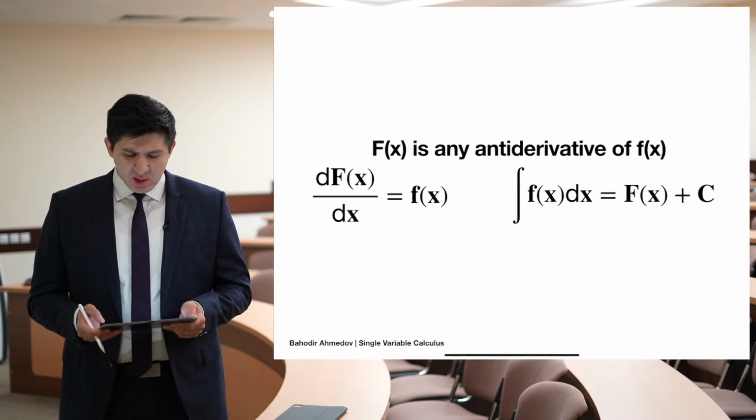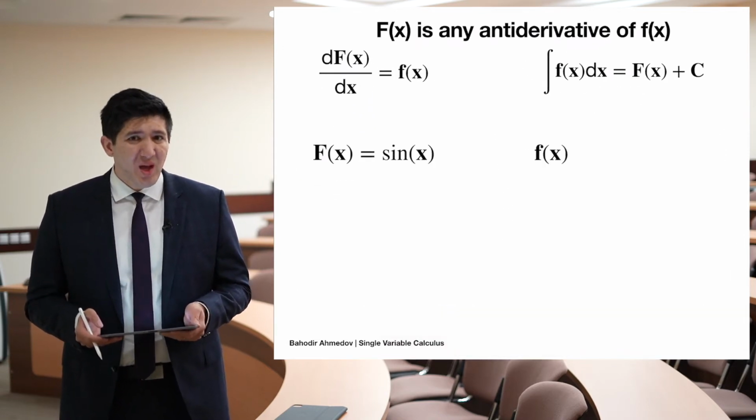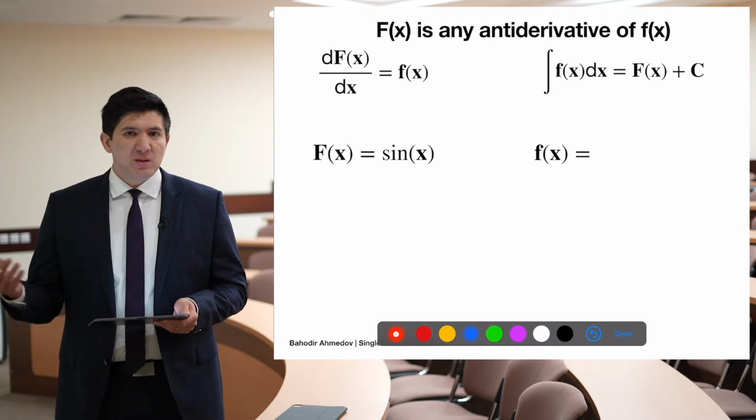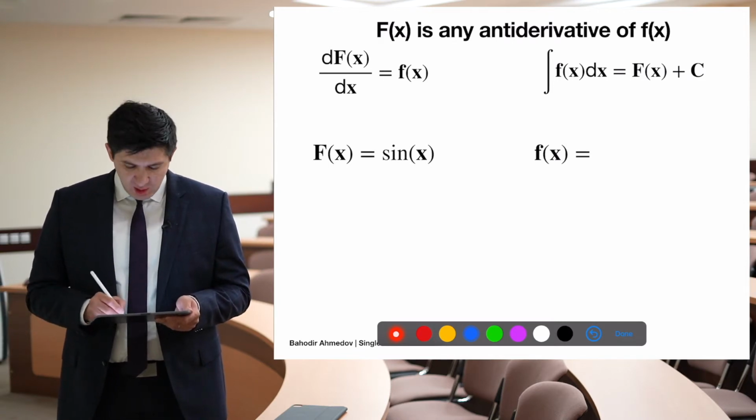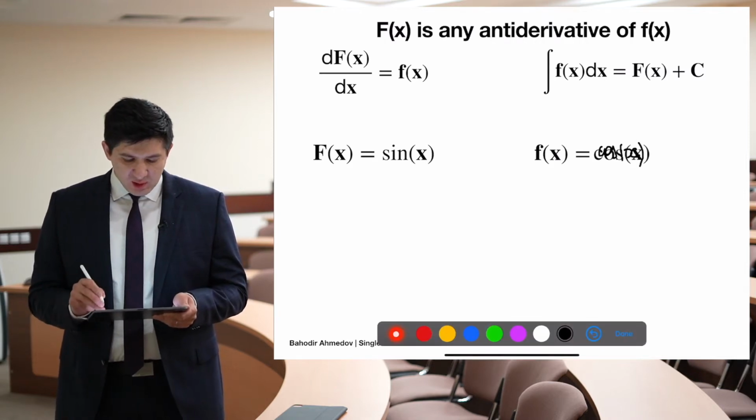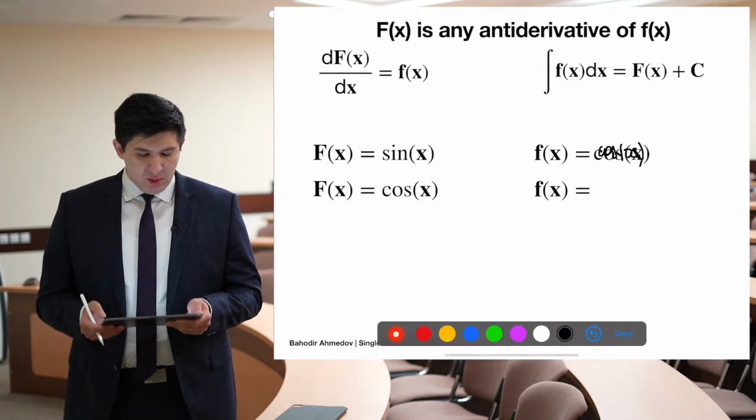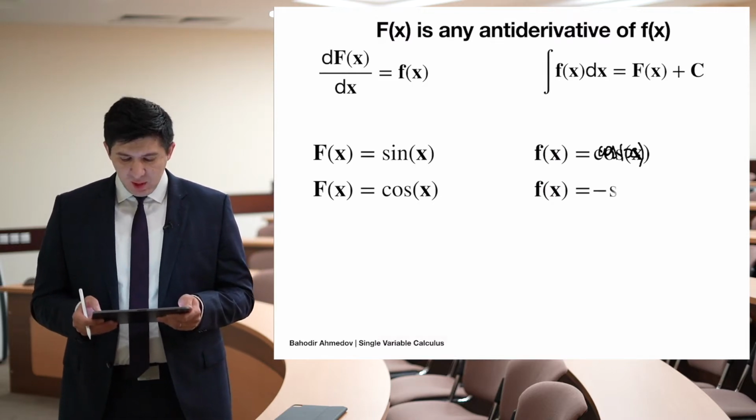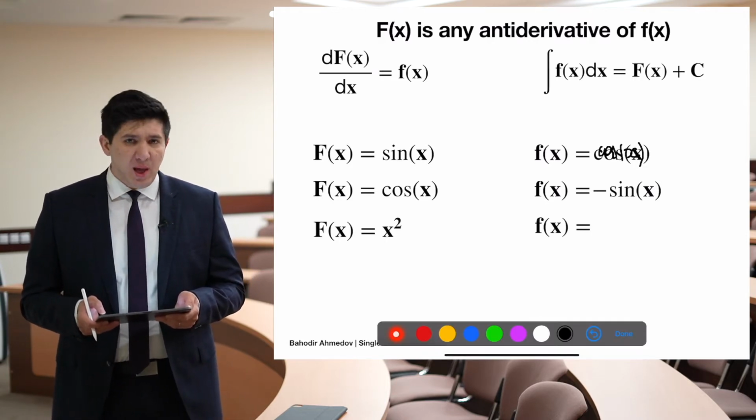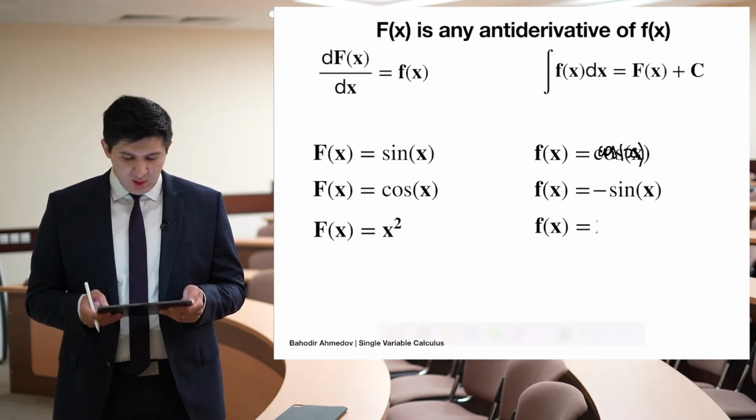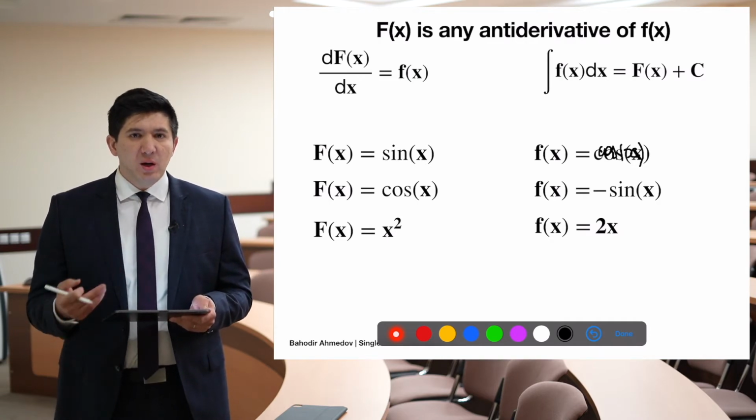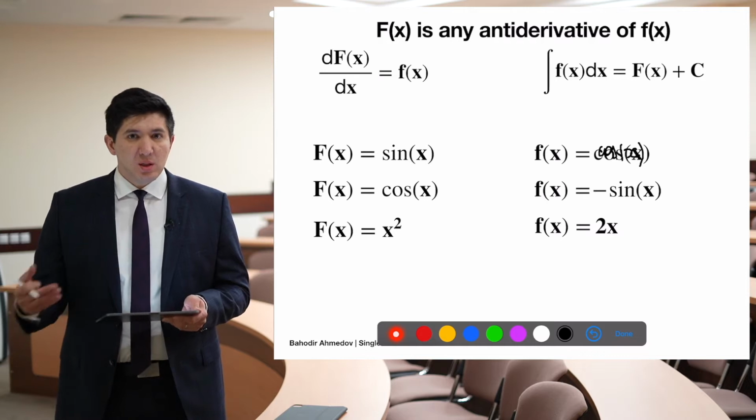So let's do a couple of exercises in order to understand the antiderivative a little bit better. Let's say you're given the function sine of x, then we can easily find its derivative. The derivative of sine of x is going to be equal to cosine of x. If you're given another function, for example cosine of x, then its derivative is going to be equal to minus sine of x. If you're given x squared, we can again easily find its derivative, which is going to be 2x. So when I'm asking to find the derivative, you can easily answer these questions.